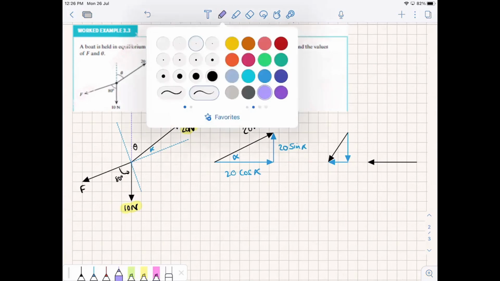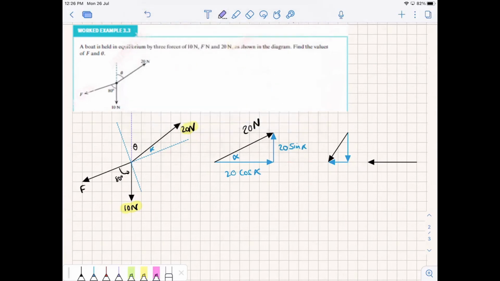And I'm going to show you where that 80 degrees comes from, because it doesn't just come magically. I'm going to draw a line, parallel to my line of action. And you can see that this angle here and this angle here are just alternate angles between two parallel lines. So this angle inside here is 80 degrees.